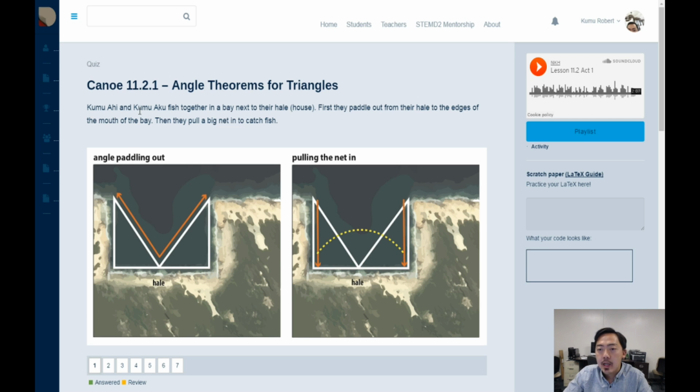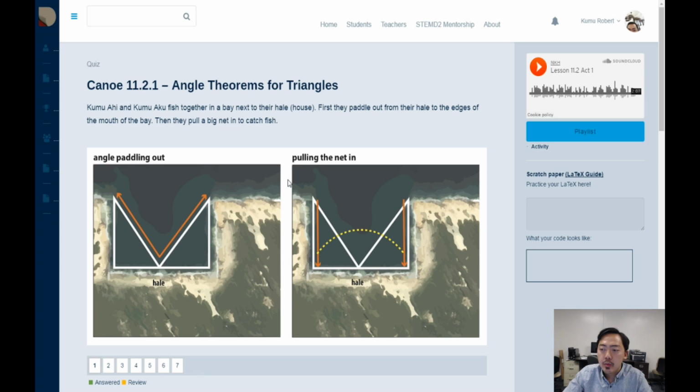In this activity, we will be learning about how Kumu'ahi and Kumu'aku catch fish in this bay that is near their house. The way they catch fish here is they first paddle out away from their house towards the edge of the mouth of the bay. So Kumu'ahu and Kumu'ahi paddle out from here to the edge. When they reach the edge, they grab a big net and they pull it all the way back to shore. This is how they are able to catch a lot of fish.